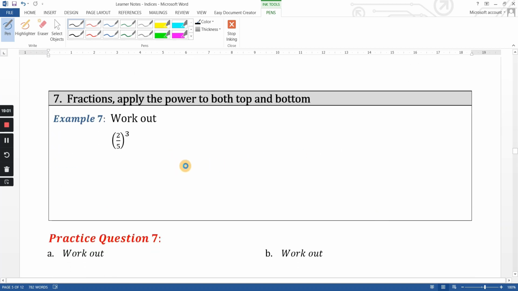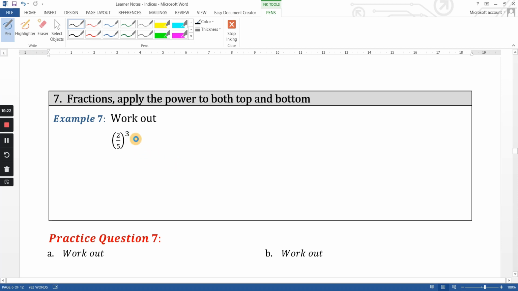Rule number 7, this is to do with fractional powers. Fractions: you apply the power to both top and bottom. So for example, work out 2/5 to the power 3.